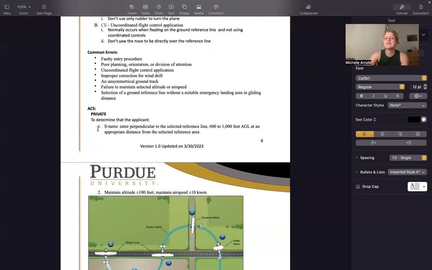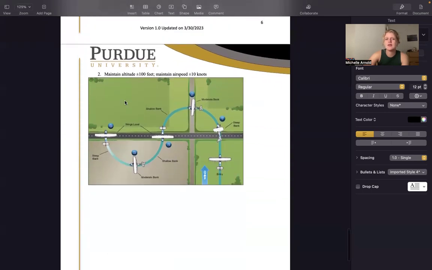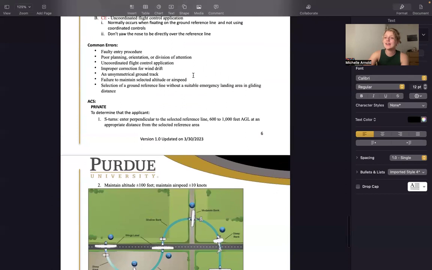All right, so the ACS states to determine that the applicant can enter perpendicular to the selected reference line 600 to 1,000 feet AGL at an appropriate distance from the selected reference area, and then maintain altitude plus or minus 100 feet and maintain airspeed plus or minus 10 knots. All right, so that is S-turns.